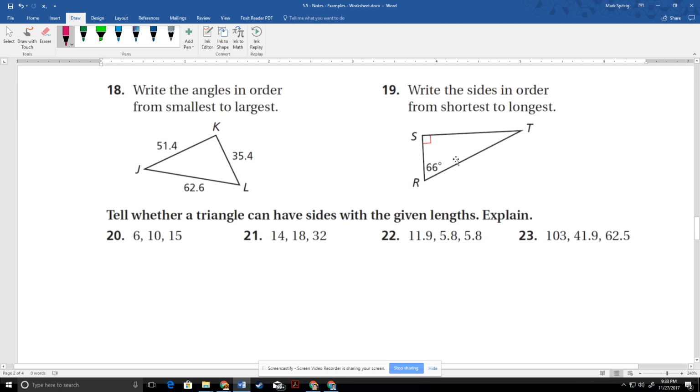Write the angles from the smallest to largest. So the smallest angle will be opposite the smallest side, which in this case our smallest side is KL, which means opposite it is going to be angle J. So we'd say angle J is less than angle, well, the medium side is going to be JK. It's just KJ. It's across from L.